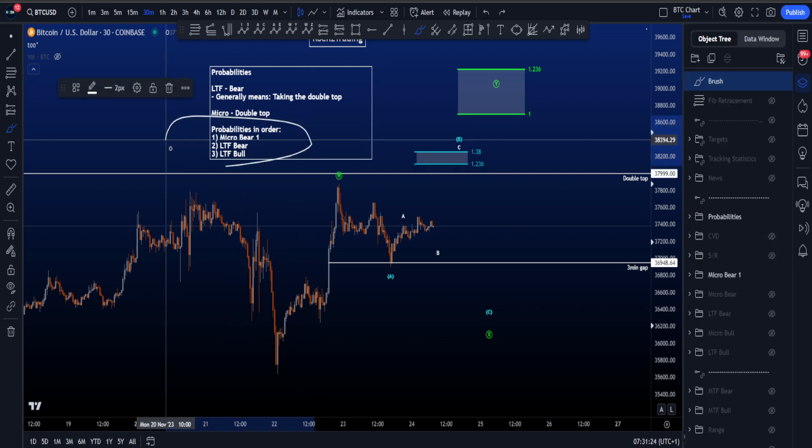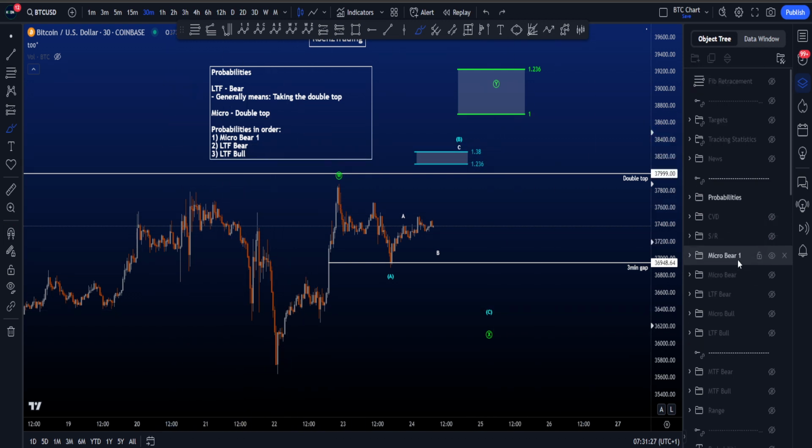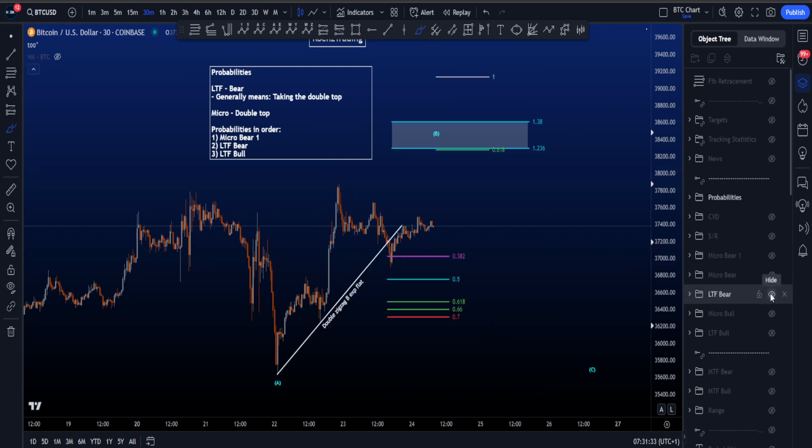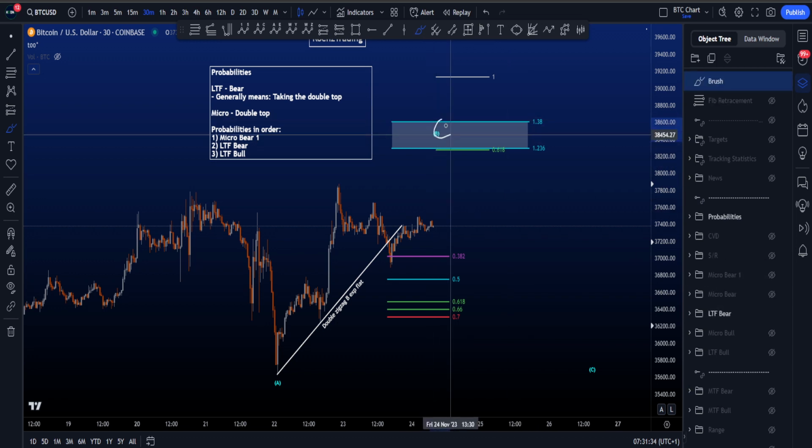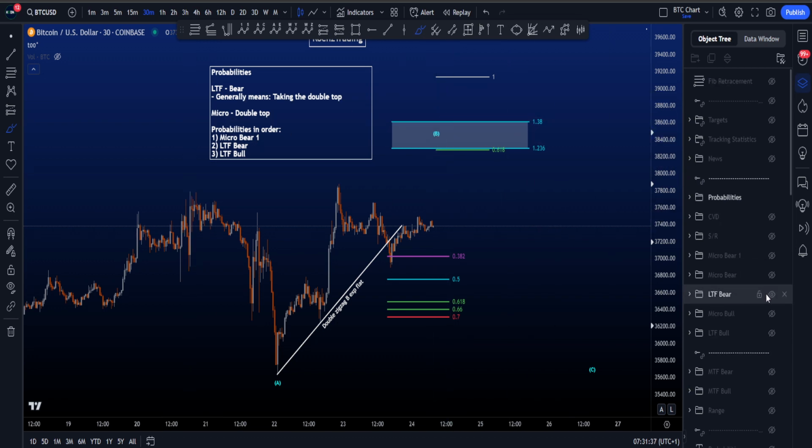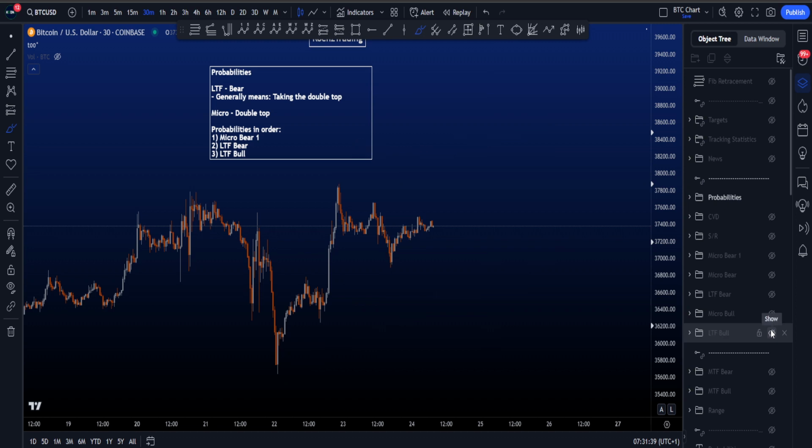Now, probabilities in order at the moment. Micro Bear 1, this is the one that I currently mainly keep an eye on. Then we have the low time frame bearish scenario, right? Eventually just generally reaching this area, and only then comes the low time frame bullish scenario.